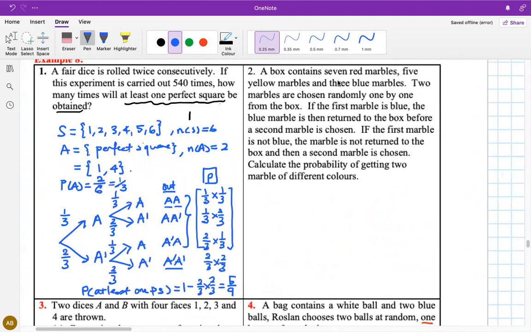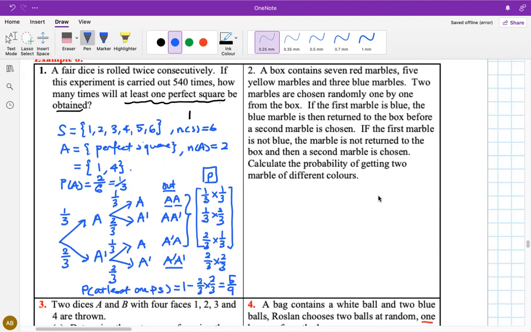A box contains 7 red marbles, 5 yellow marbles, and 3 blue marbles. 2 marbles are chosen randomly, one by one from the box. If the first marble is blue, the blue marble is returned to the box before the second marble is chosen. If the first marble is not blue, then the marble is not returned to the box and the second marble is chosen. Calculate the probability of getting 2 marbles of different colors. Here we need to draw out the tree diagram, right?